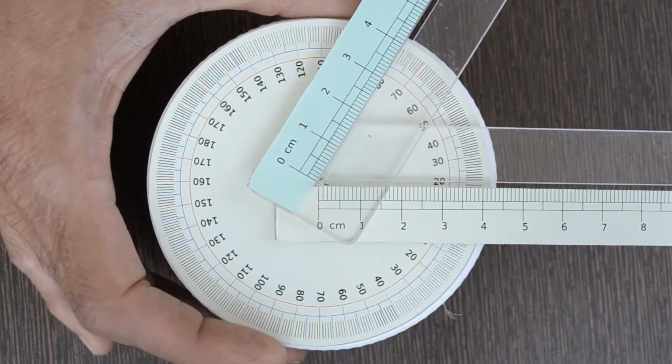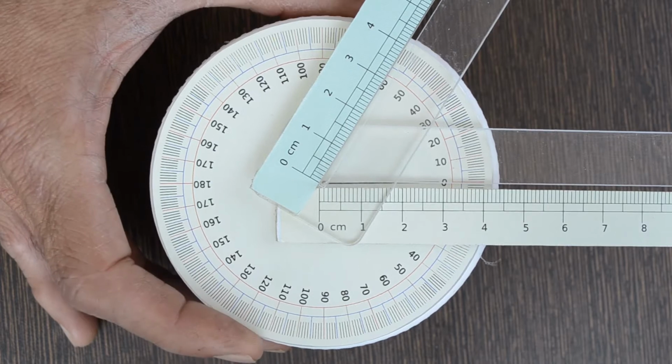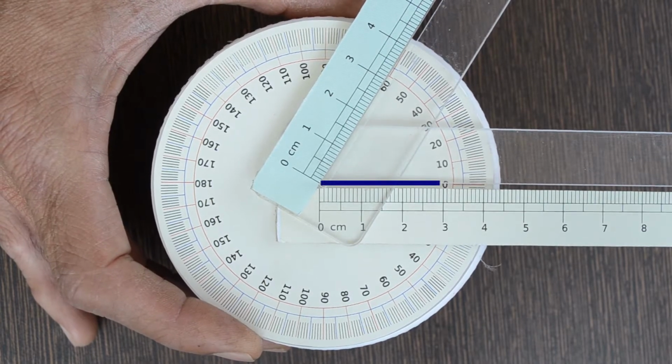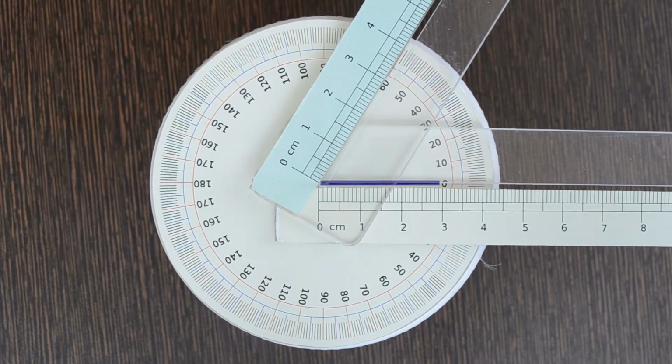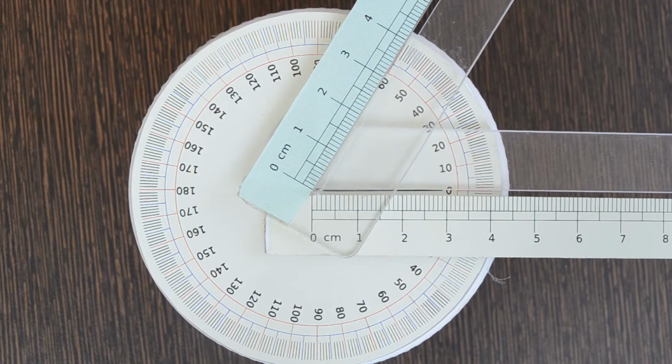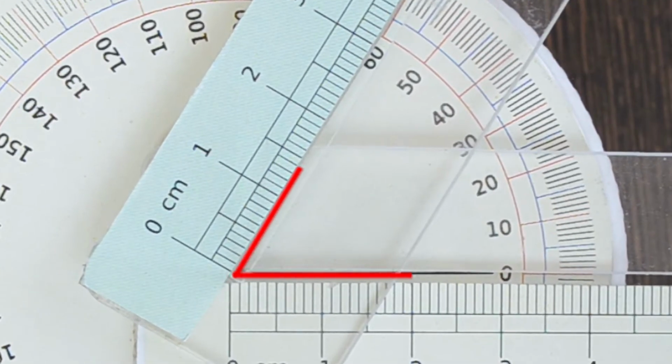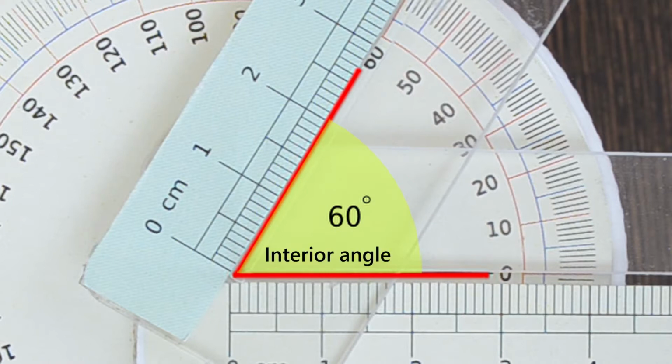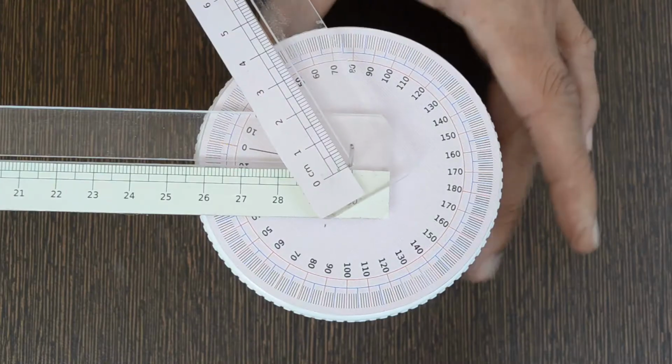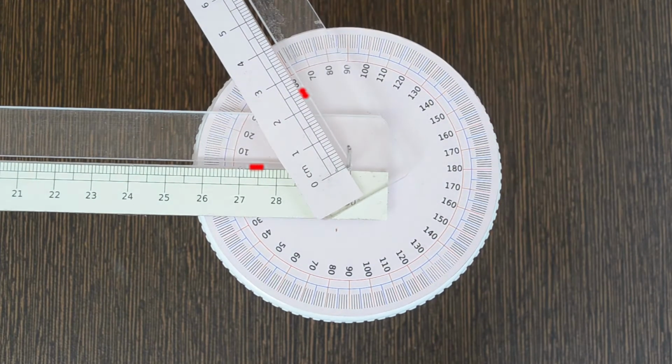Disc is used to measure angle. This is done by aligning the guideline at 0 with one of the slits. Currently, the angle between two rulers is 60 degrees. It is also called interior angle. In this case also, the interior angle is 60 degrees.